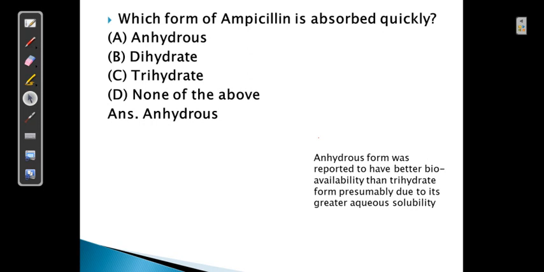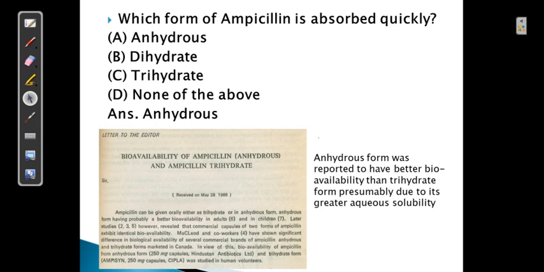Which form of ampicillin is absorbed quickly? Anhydrous, dihydrate, trihydrate, or none of the above. The answer is anhydrous, because the anhydrous form has been reported to have better bioavailability than the trihydrate form, maybe due to its greater aqueous solubility. Here you can see the research article that discussed the bioavailability of ampicillin anhydrous and ampicillin trihydrate.